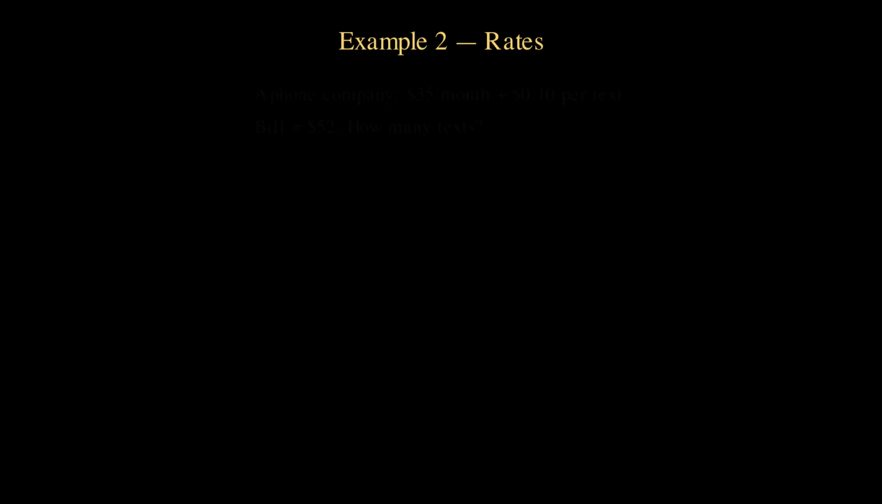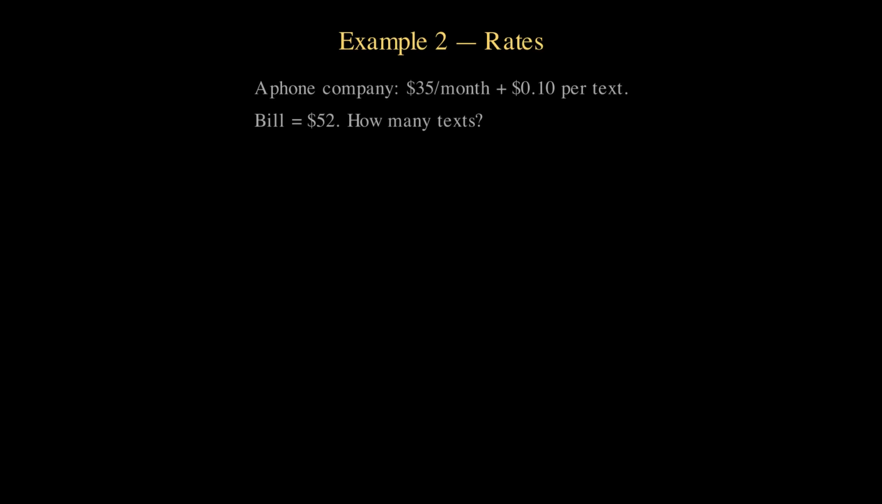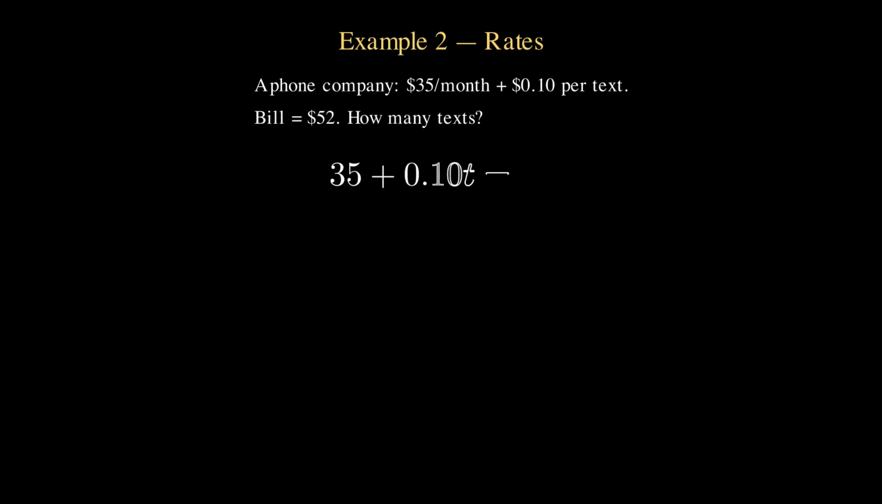A phone company charges $35 per month plus 10 cents per text message. If this month's bill was $52, how many texts were sent? 35 plus 0.10t equals 52. Subtract 35, 0.10t equals 17. Divide by 0.10, t equals 170 texts.